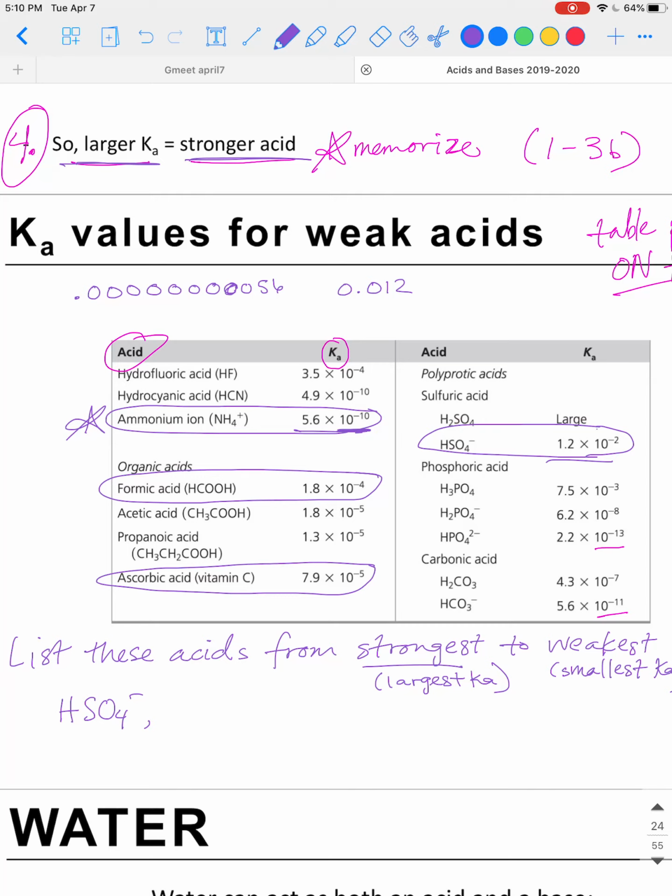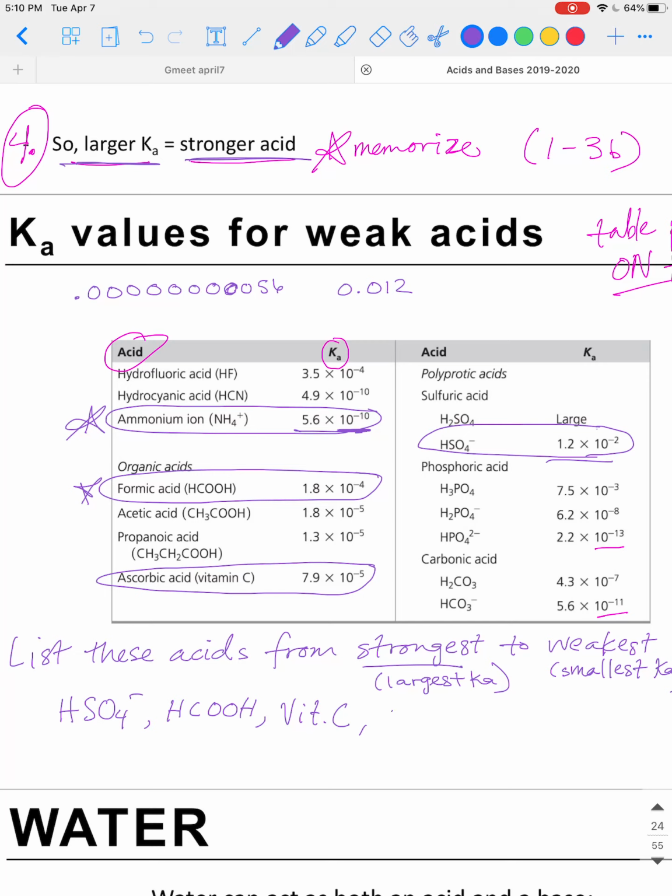Next, we need to look for the next largest Ka. So we have 10 to the minus 10, 10 to the minus 4, or 10 to the minus 5. And it should be formic acid. So that is our next strongest acid, HCOOH, because its Ka value is the next largest. 10 to the minus 5 is larger than 10 to the minus 10, so our next strongest acid is ascorbic acid. We'll just write vitamin C, ascorbic acid.